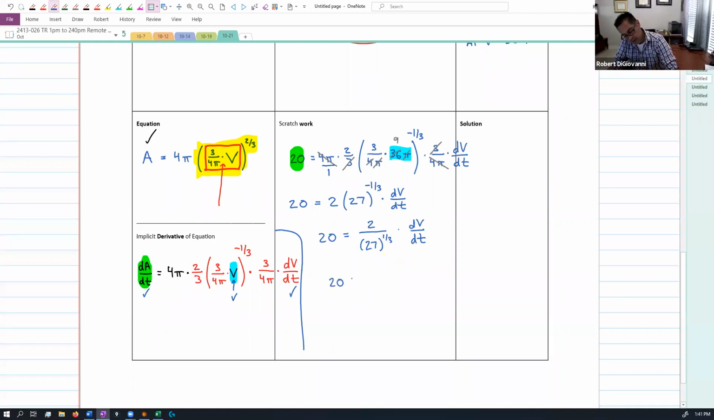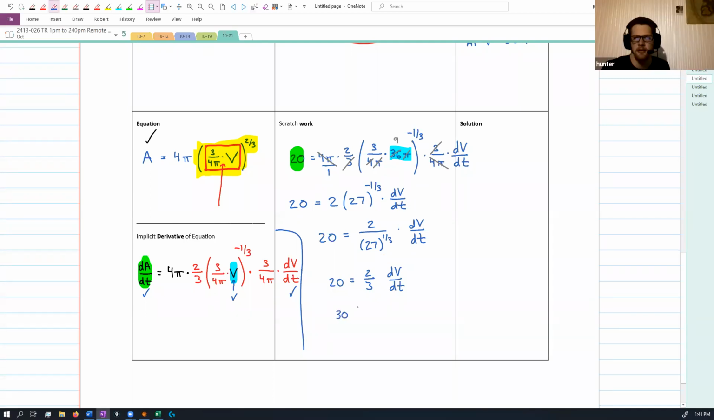So this is 20 equals 2/3 dV/dt. And I can multiply both sides by 3 and divide both sides by 2. And if I do that, I should get 30 equals dV/dt. I doubt you felt that we would ever come up with a nice number like that out of this problem, huh? Not at all. It looked like there was no way that was happening, but it did. We got 30 as an answer.